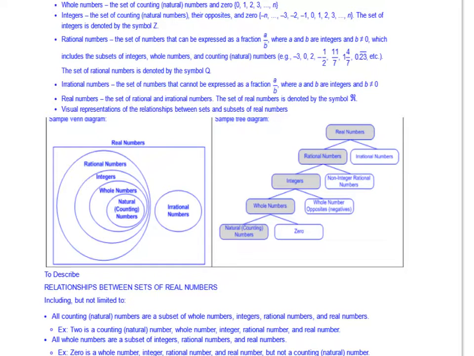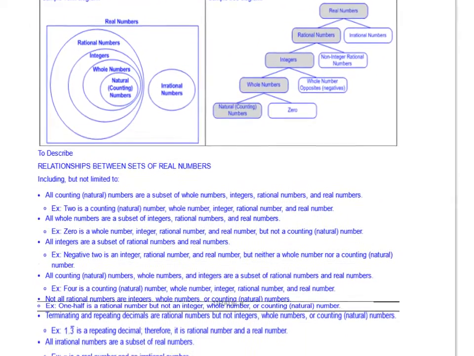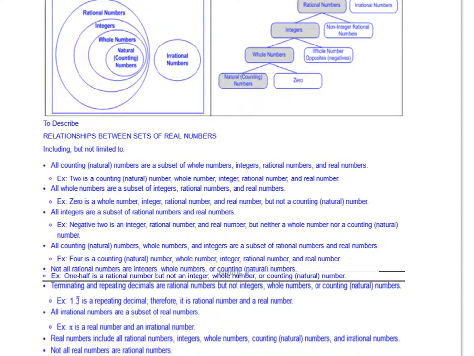So once we are armed with this information, our purpose is to describe the relationship between sets of real numbers. So we need to be able to understand that all counting numbers are subsets. They belong to whole numbers, they belong to integers, they belong to rational numbers, and they belong to real numbers. They give us an example saying 2 is a counting number, but 2 is also a whole number, 2 is also an integer, 2 is rational, and 2 is real.